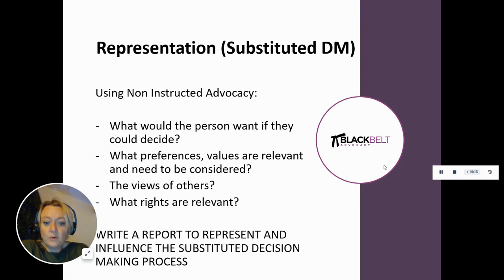And of course, you will write a report to represent, and I put here, your role is to influence the substituted decision-making process. So if you think about the two roles of the advocate, you've got the supported decision-making role, where you are helping that person to make their own decisions. But then you're also feeding into the substituted decision-making process, by which we mean the state, in which case the doctor, is substituting the decision on this person's behalf because they've been assessed as lacking capacity to make it. And it's really important as part of that process that the person's views and wishes are heard and taken into account.